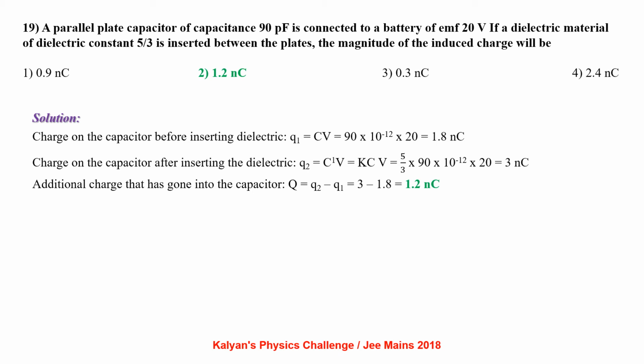The charge on the capacitor after inserting the dielectric Q2 equals C dash V, that is K times C into V, which comes out to be 3 nanocoulomb. So the additional charge that has gone into the capacitor Q equals Q2 minus Q1, which is 1.2 nanocoulomb.